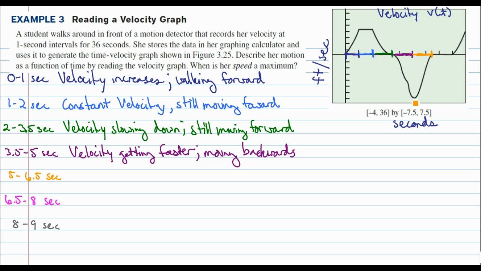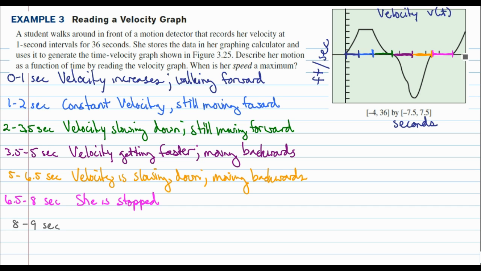From 5 to 6.5 seconds, she is still moving backwards, but her velocity is slowing down. Now next will be this plateau here on the x-axis. Her velocity is at 0 for 1.5 seconds. Between 6.5 and 8 seconds, she is stopped. And then the last bit from 8 to 9 seconds is very similar to between 1 and 2 seconds. Her velocity is increasing. She's getting faster and now she's back moving forward again.